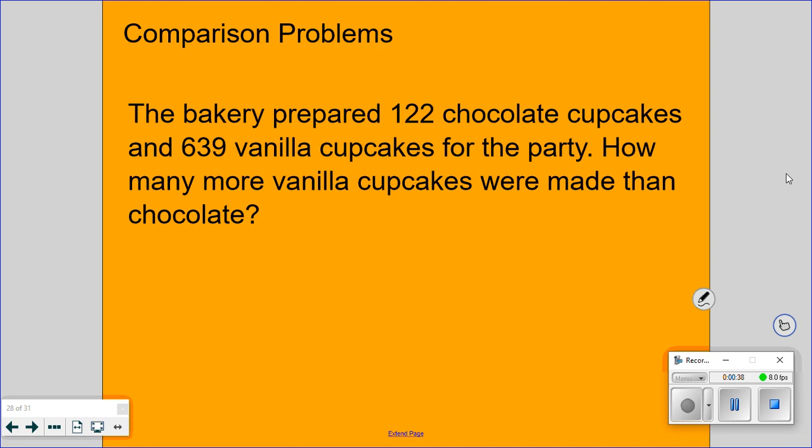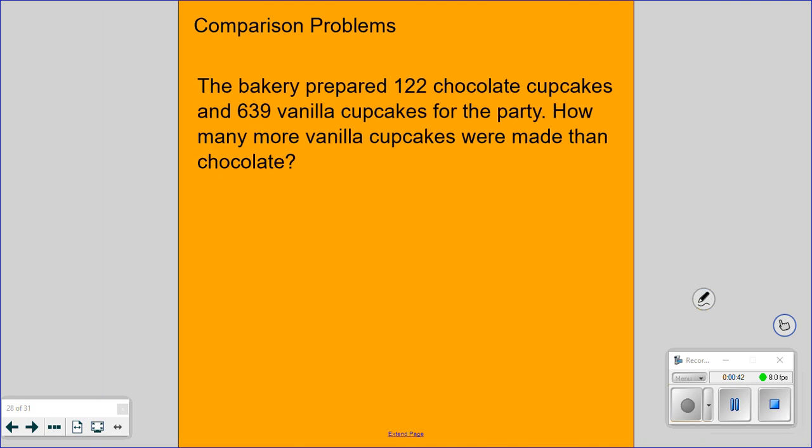Alright, so the question that we're looking at today says the bakery prepared 122 chocolate cupcakes and 639 vanilla cupcakes for the party. How many more vanilla cupcakes were made than chocolate? Read that one more time in your head. And then we are going to be writing an answer sentence.